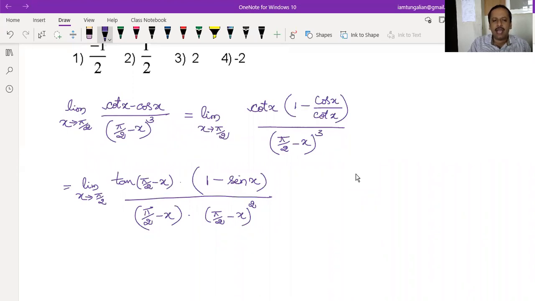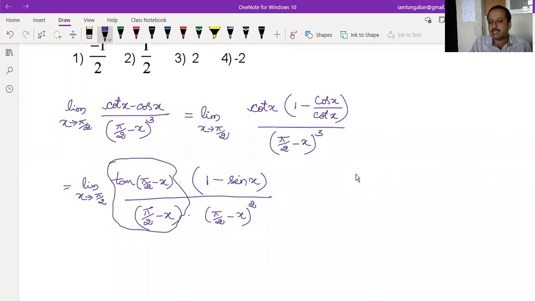Okay, now as x tends to pi by 2, pi by 2 minus x will tend to 0. When x approaches pi by 2, pi by 2 minus x will tend to 0. So the limit as x tends to pi by 2 of tan(pi by 2 minus x) divided by (pi by 2 minus x) is as good as tan theta by theta as theta tends to 0.